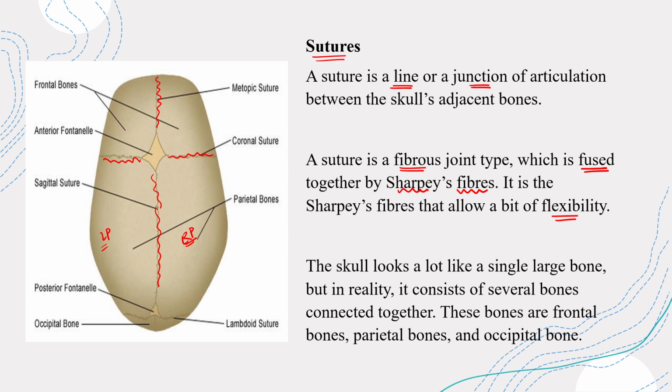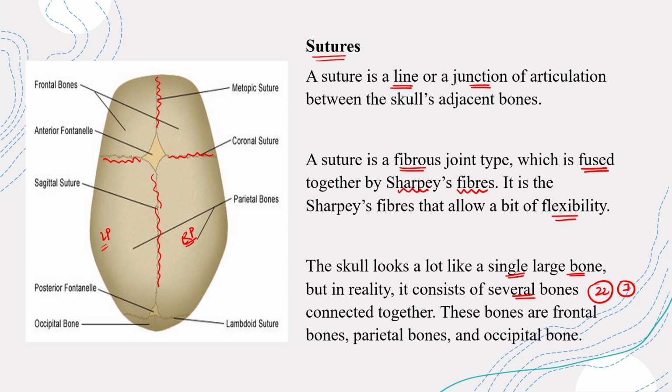The skull looks a lot like a single large bone, but it's not a single bone, it's a collection of bones. In reality, it consists of several bones, 22 bones, plus seven additional bones, like the ear ossicles and the hyoid bone. So 22 is the number for your skull bones, including your facial bones and cranial bones.